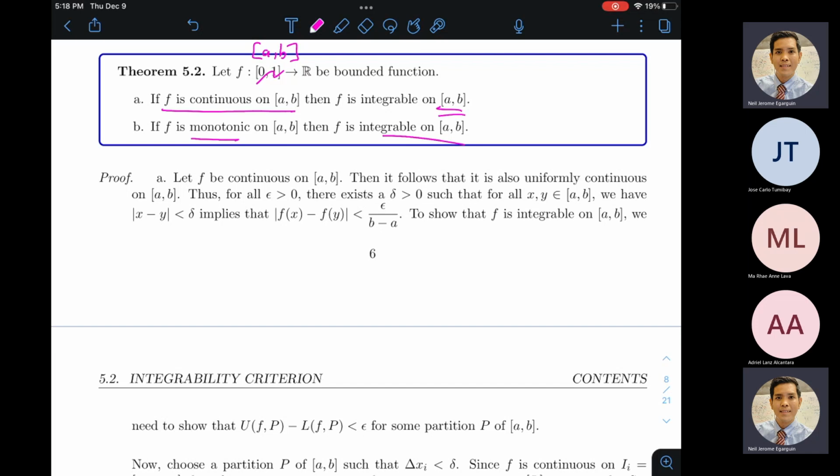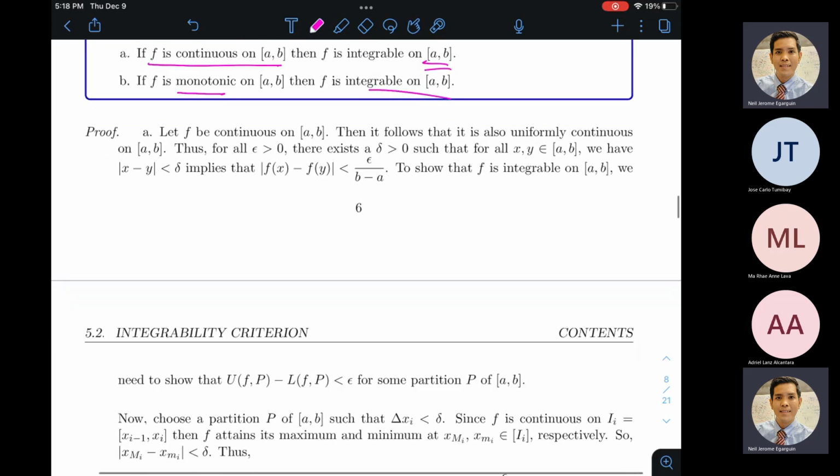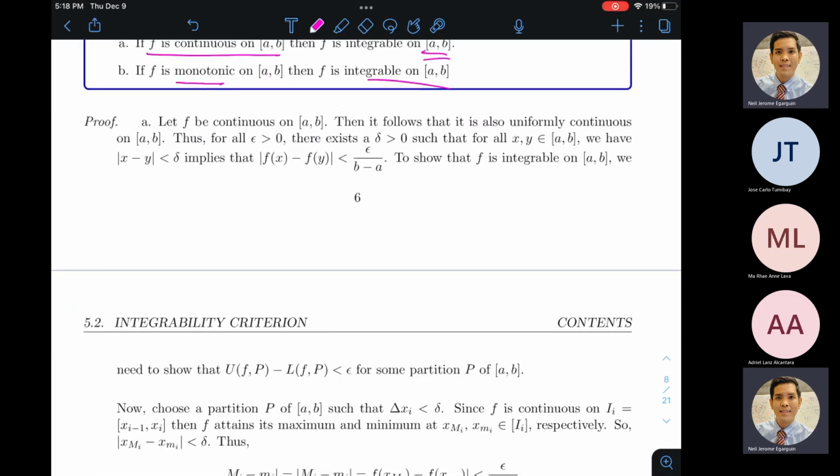Now, silipin natin yung proof ng Theorem 5.2. I don't think it is that difficult. Pero ito na naman, gagamitin ko yung Theorem 5.1 but I will be clever about it. Tingnan natin kung paano siya ginawa. Now, let's consider a continuous function on closed interval AB. F is known to be bounded, all right?